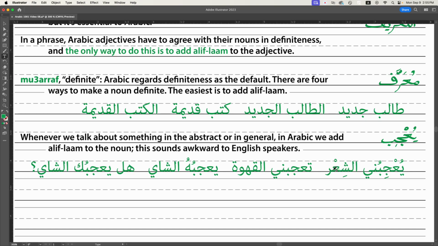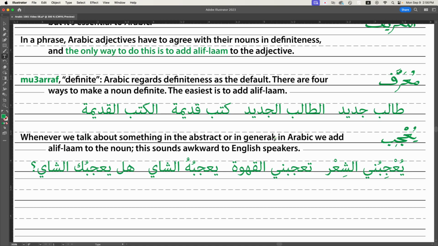Ashir. Ashir is poetry. Arabs love poetry. I don't particularly, but Arabs do. So it's kind of the main literary mode of the language. So ashir is poetry. So what we're literally saying here is, it pleases me, the poetry. And what we mean is, I like poetry. So in Arabic, however, we're going to say, I like the poetry. Because whenever we talk about something in the abstract or in general, in Arabic we add alif lam.